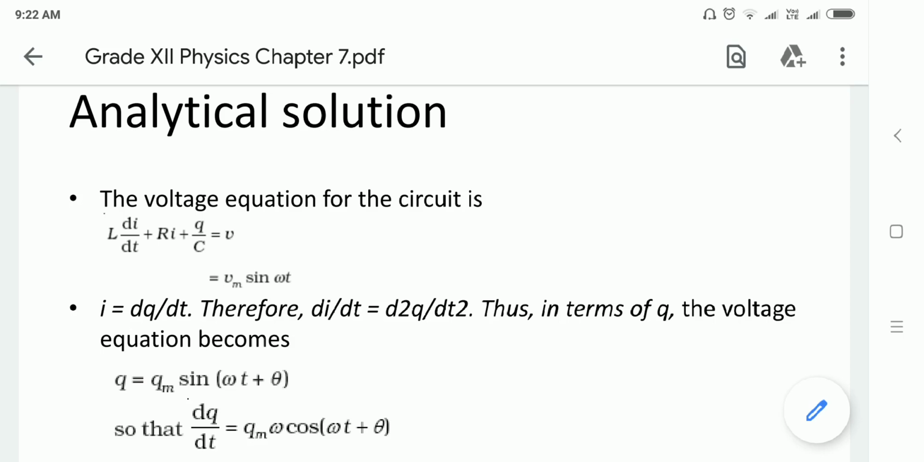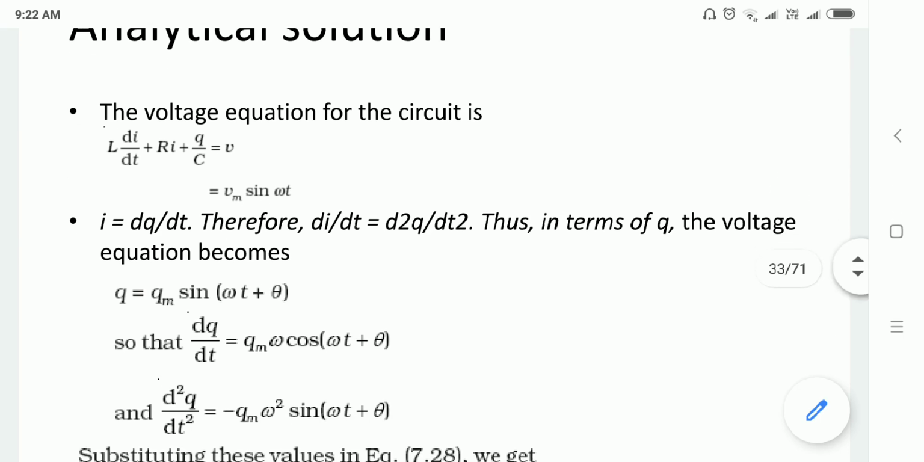Here we are applying the KVL rule in the series RLC circuit, as we have done in the earlier topic. Same thing we are doing. So it would be V equals VL plus VR plus VC. VL is L dI by dt, VR is IR and VC is Q by C. And the applied voltage V is Vm sin omega t.